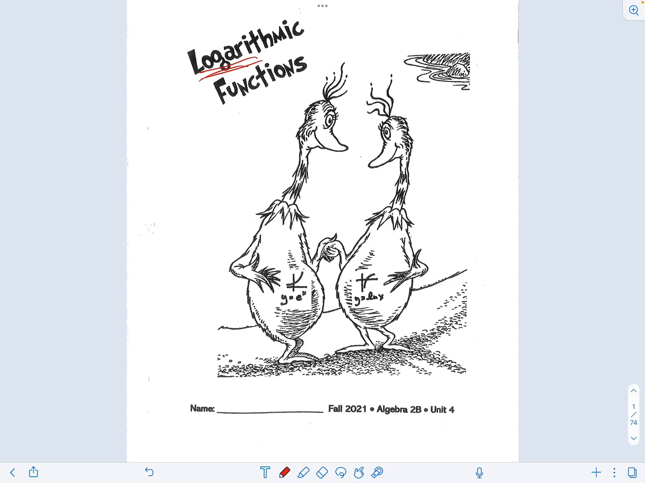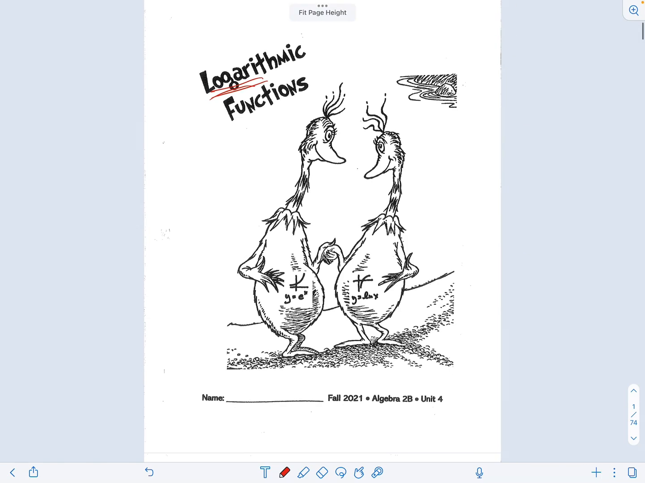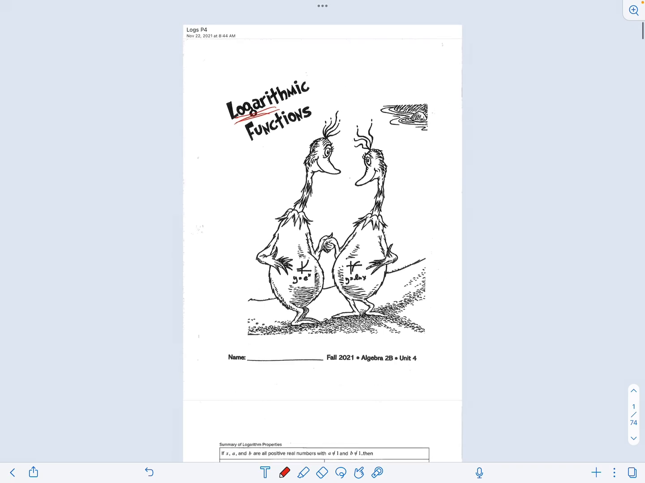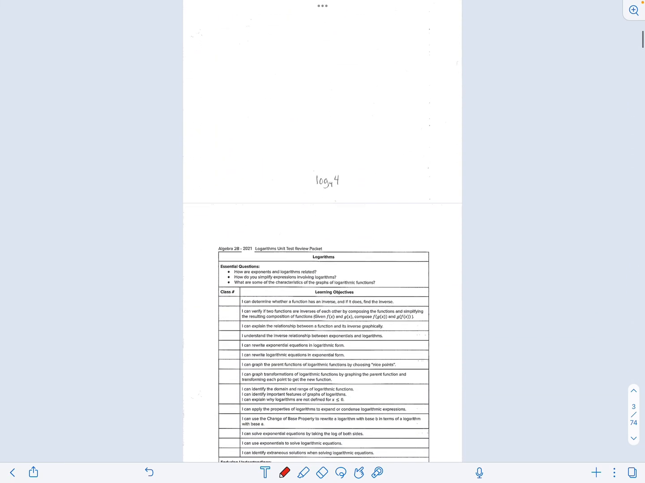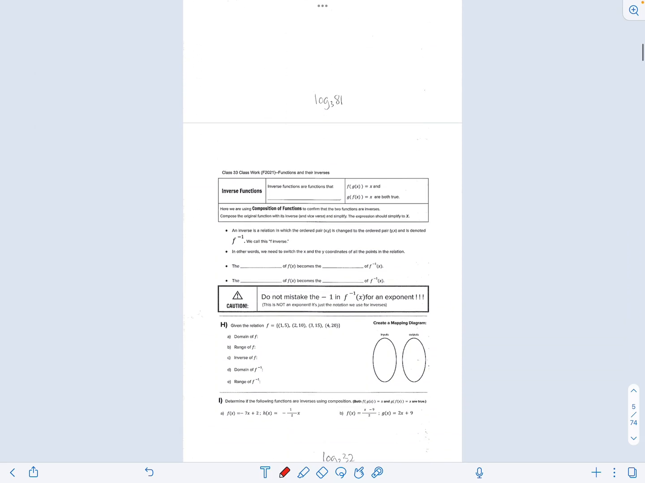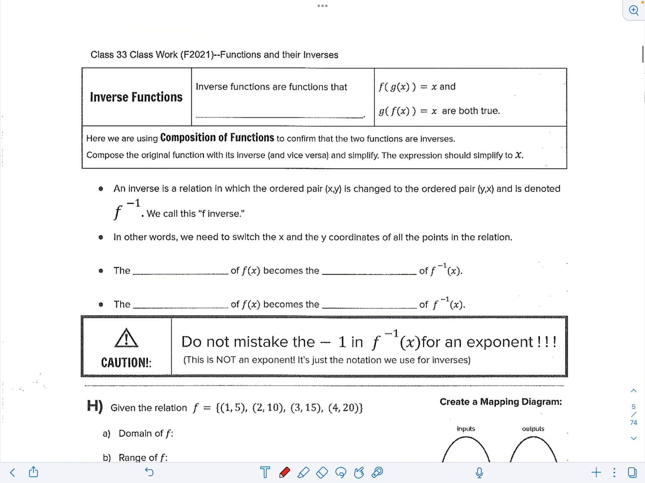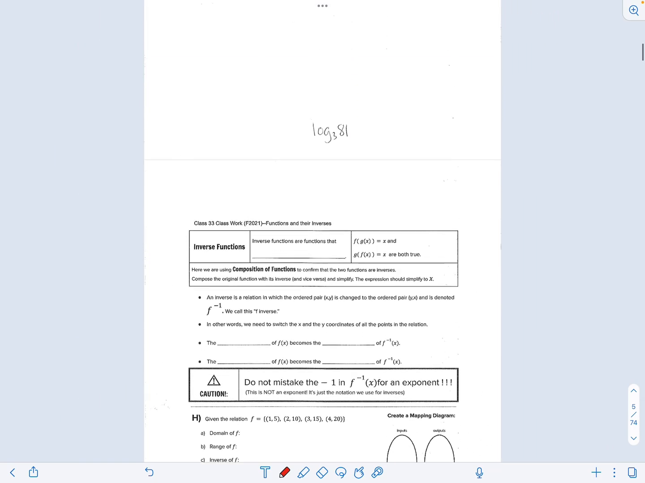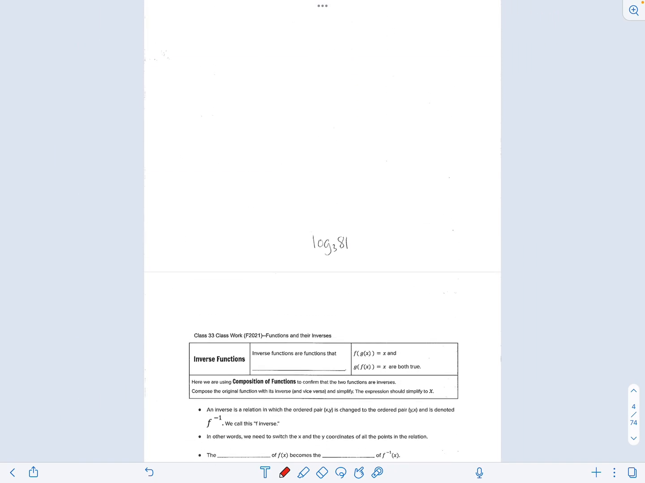So this video is meant to cover what just happened on what we call cycle 33, the first day of the unit. This is the packet, and if you don't have the packet yet, no worries. I'm going to take you through something just to watch and see where we're going with it. This is in the logs unit.